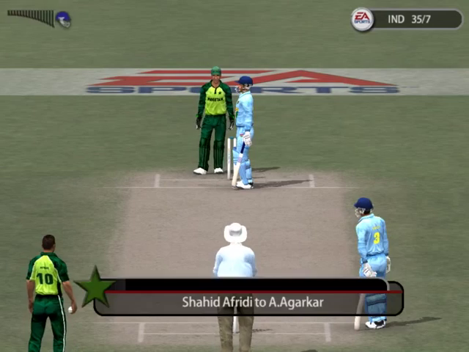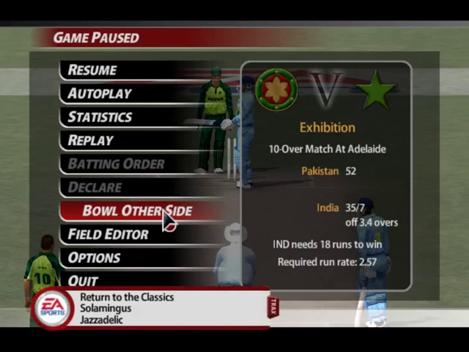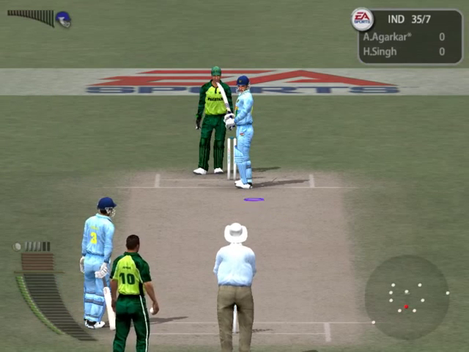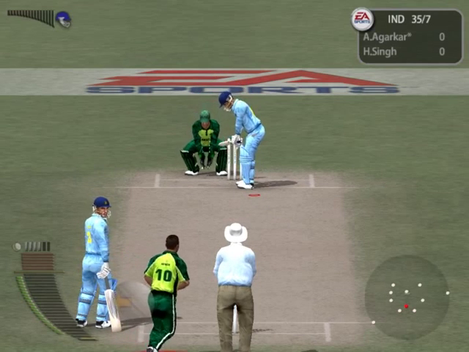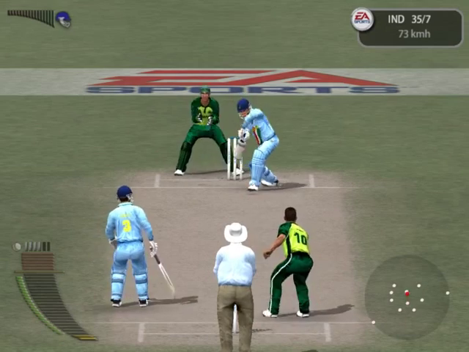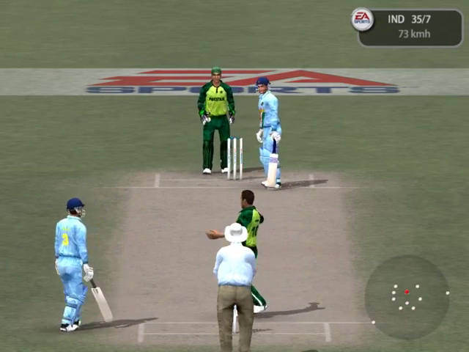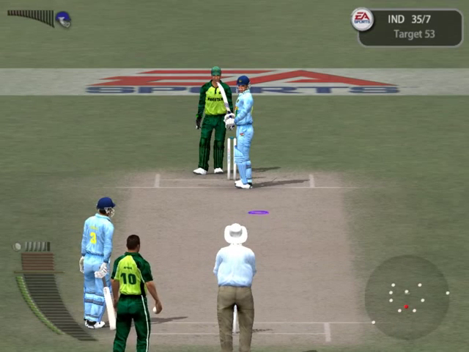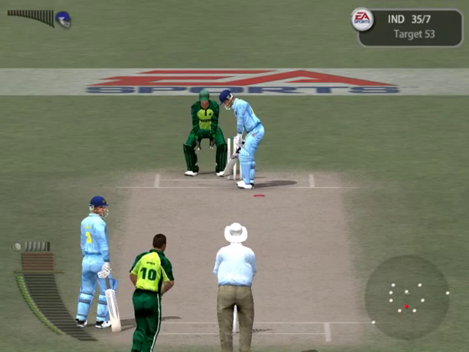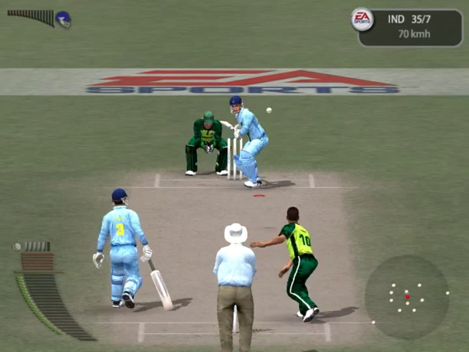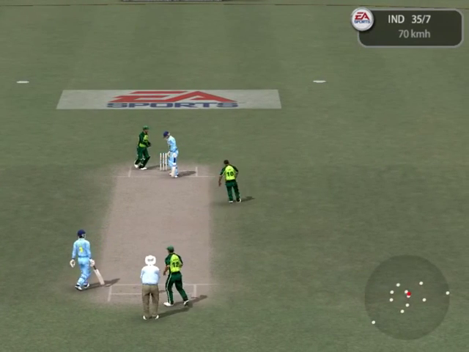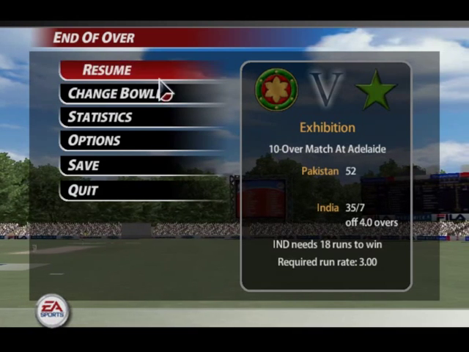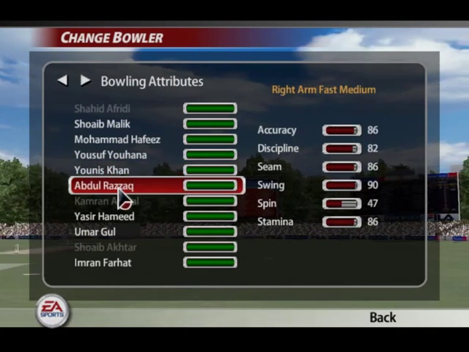Agarkar is the new batsman. Shahid Afridi is coming around the wicket. Excellent bowling by Shahid Afridi. Shahid Afridi, the ball to Agarkar. And the end of the over. The required run rate is around 3 and over. That was a good tight over for Pakistan.